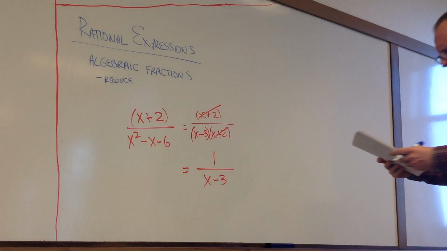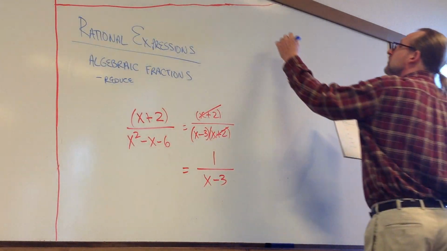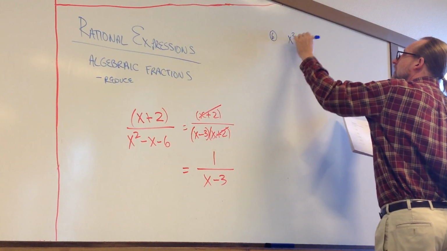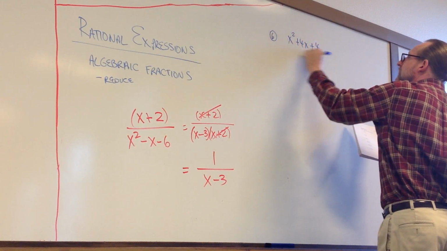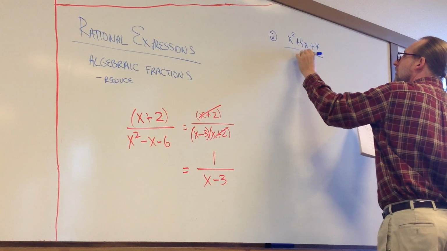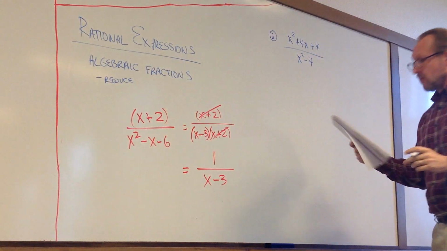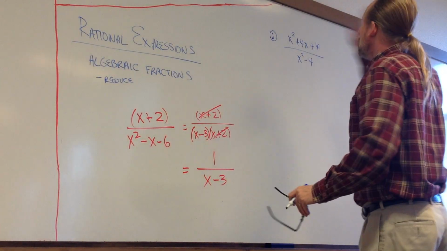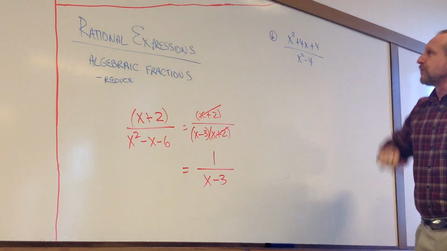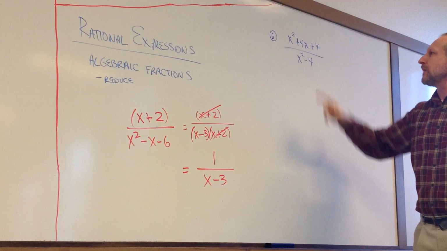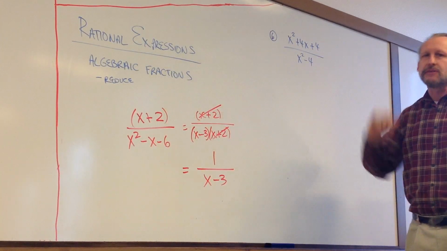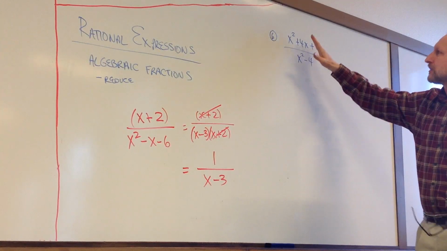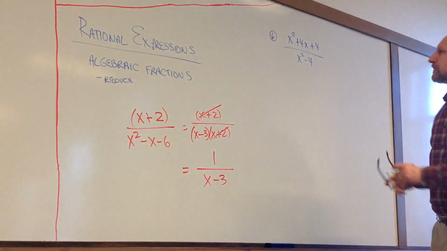Let's see here. Problem 6. We've got x squared plus 4x plus 4 over x squared minus 4. So, number one, I can't say this enough times, do not try to cancel things in this form. You cannot cancel those x squareds, you cannot cancel any of these 4's. What you have to do is figure out the factors of the top, the factors of the bottom.